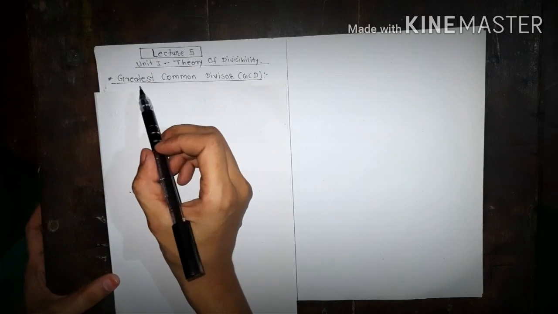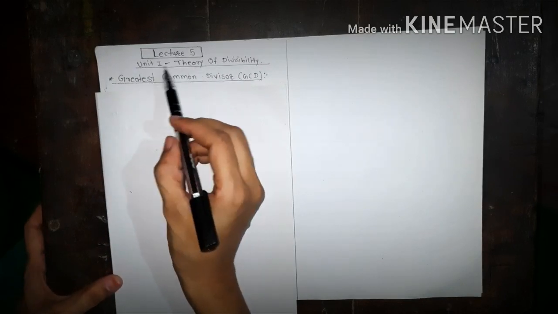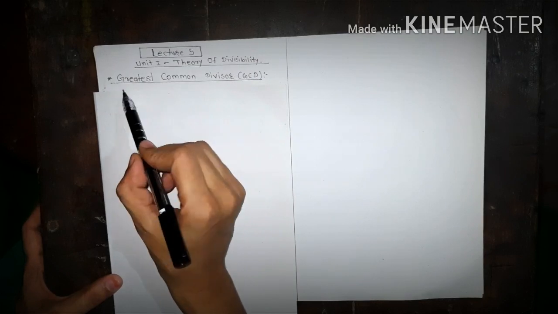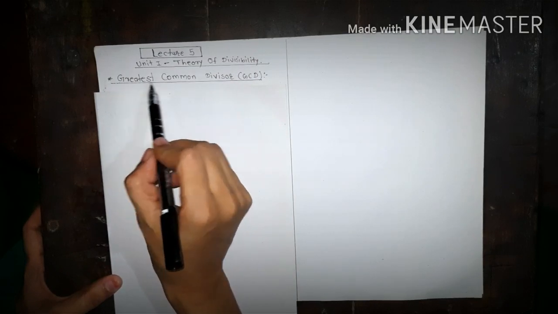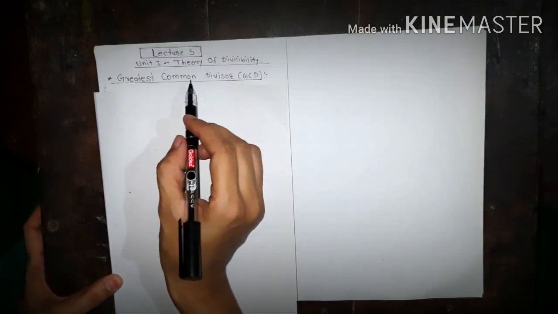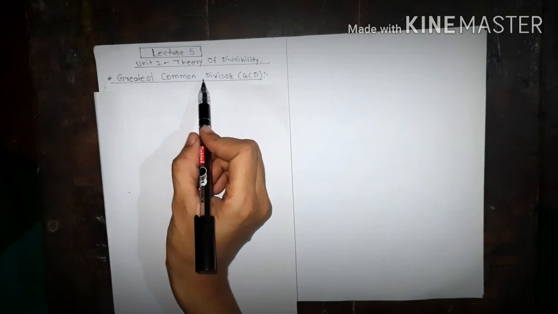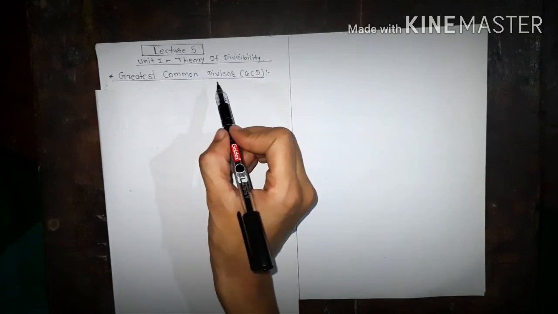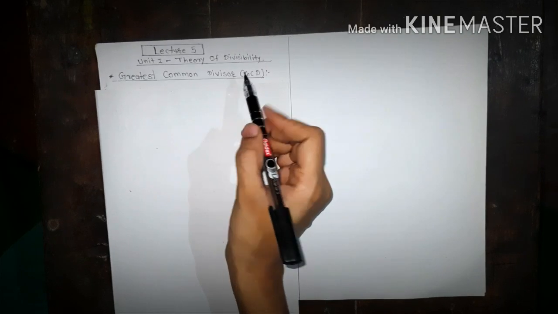Hello students, this is our fifth lecture on Unit 1, Theory of Divisibility. Our today's topic is greatest common divisor. Before going to the definition of greatest common divisor, let's see what a divisor is.